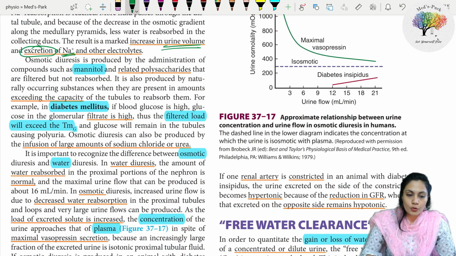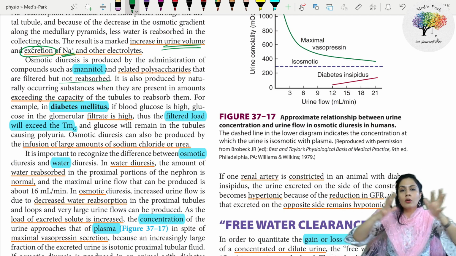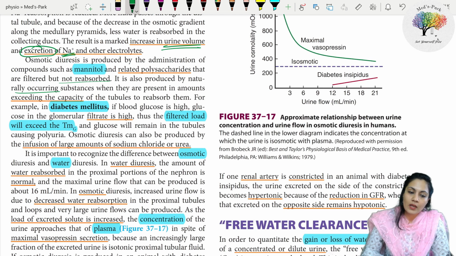Osmotic diuresis is produced by the administration of compounds such as mannitol and related polysaccharides that are filtered but not reabsorbed. They will be filtered, but since they are big molecules, they cannot cross the tubules. It is also produced by naturally occurring substances when they are present in amounts exceeding the capacity of the tubules to reabsorb them. Okay, for example, diabetes mellitus.